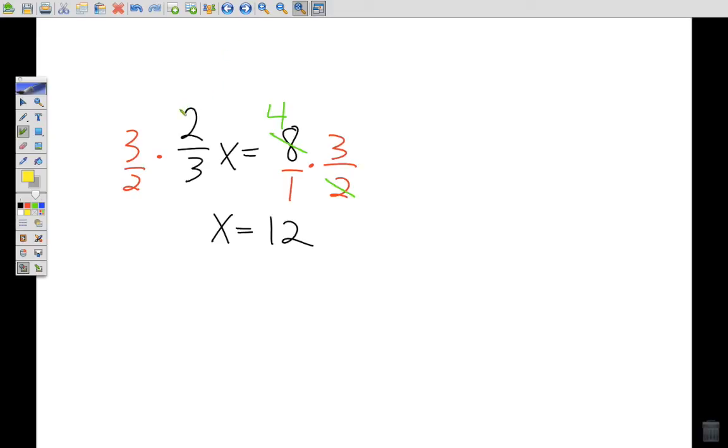Now, coefficient maybe is not necessarily a word we've used a lot this year. A coefficient is simply a number that you're multiplying a variable by. In this case, we're multiplying the variable x by the fraction 2/3. 2/3 is the coefficient. Let's try another one with the fraction.